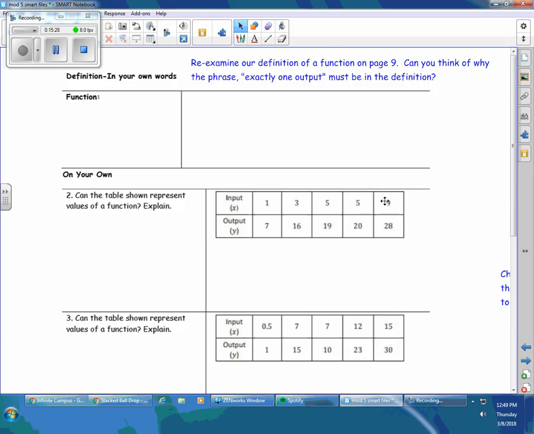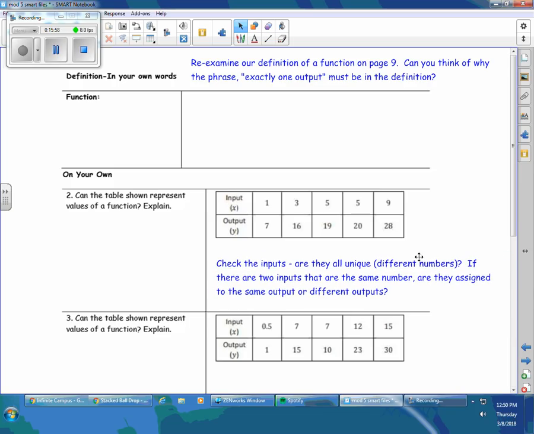I would suggest the first thing you do is look over your inputs and make sure that they're all unique numbers. Now I've got 1, 3, 5, oops, 5. Okay, so now what we need to do is see, is 5 assigned to different outputs? So I've got 5 to 19, 5 to 20. Okay, the input 5 has 2 different outputs, so this is not a function.